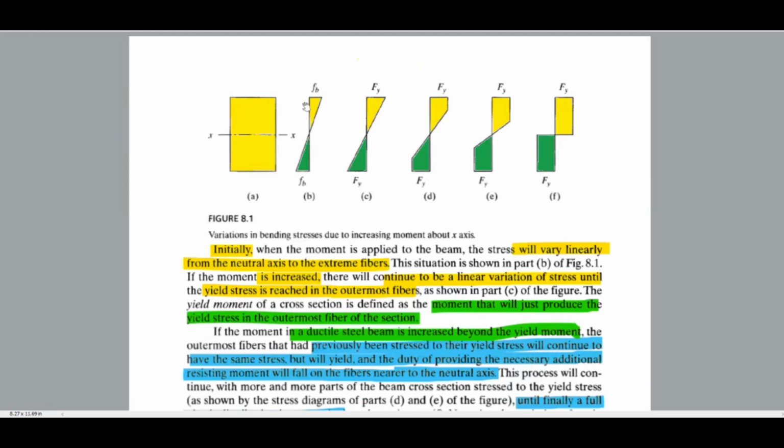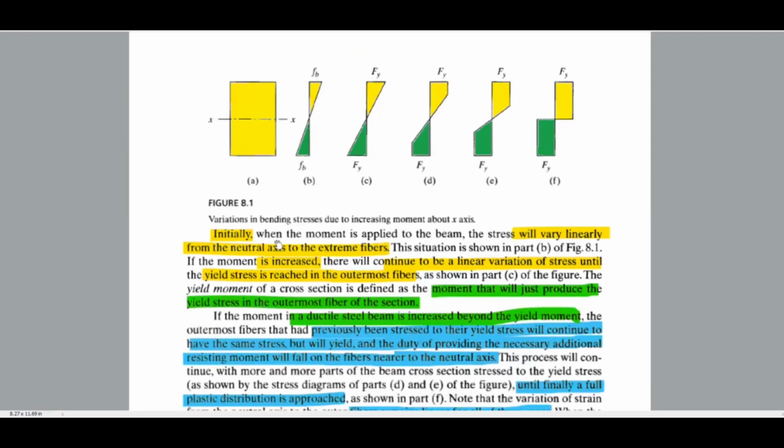So here you can see how the bending stress varies. Variations in bending stress due to increasing moment about the x-axis. Initially, when the moment is applied to the beam, the stress will vary linearly from the neutral axis to the extreme fibers, the situation shown in part B of figure 8.1. If the moment is increased, there will continue to be a linear variation of stress until the yield stress is reached in the outermost fibers, fb becomes Fy, as shown in part C of the figure. The yield moment of a cross section is defined as the moment that will just produce the yield stress in the outermost fiber of the section.